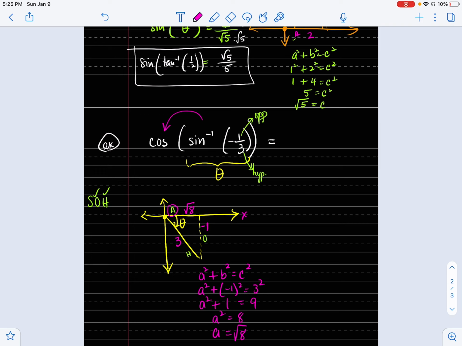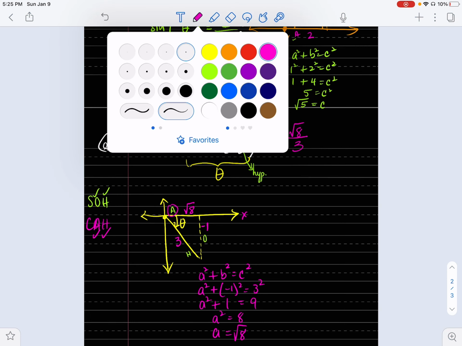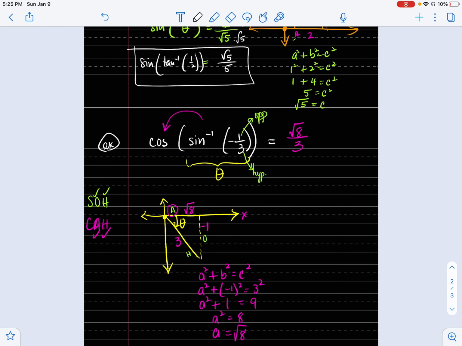They want me to find the cosine value at that angle. Cosine is adjacent over hypotenuse, which is root 8 over 3. And that should be the answer. Except I'm going to tell you one more thing. This is not simplified all the way. The reason being, square root of 8 can be written as the product of square root of 2 and square root of 4.